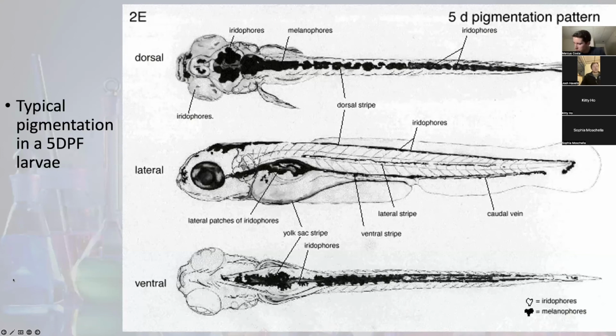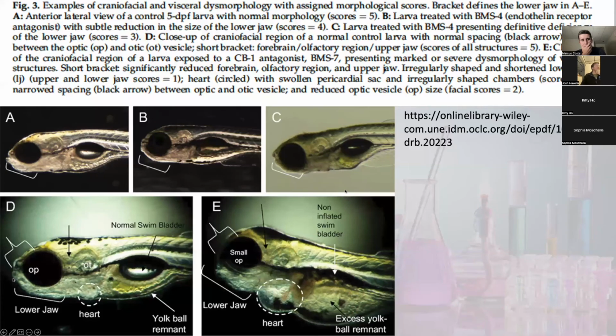And so again, more morphological notes for you guys to use in your slides. This is to help if anyone chose to use pigmentation as one of their morphological observations. This is just an example of that: normal or typical pigmentation in a 5-day post-fertilization larva. And again, this is all kind of a moot point because we're beyond it. So these are representative images from a publication to show you what normal versus dysmorphology would look like.